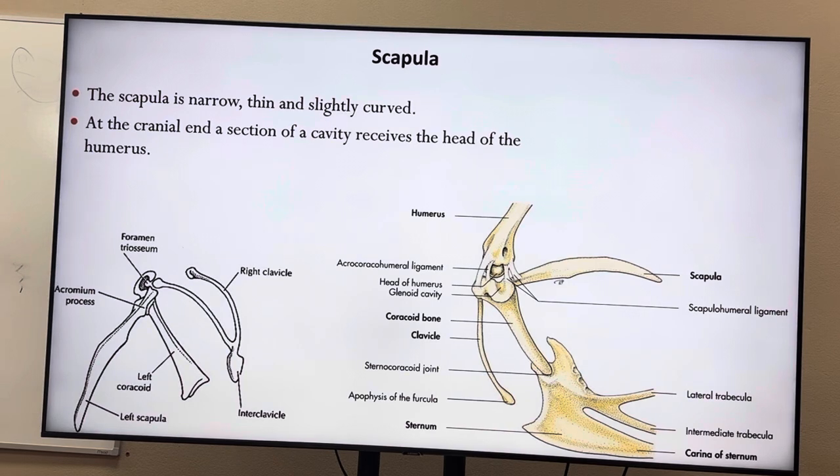So the scapula is narrow, thin, flat, curved.